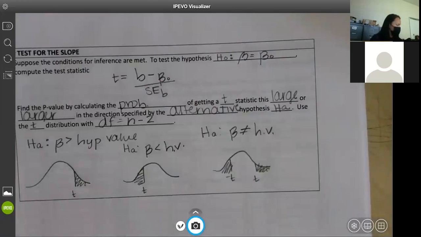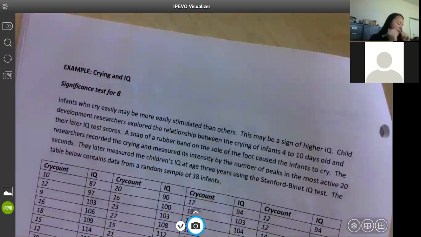All right, flip it over. Infants who cry easily may be more easily stimulated than others. This may be a sign of higher IQ. Child development researchers explored the relationship between the crying of infants 4 to 10 days old and their later IQ test scores. A snap of a rubber band on the sole of the foot caused the infants to cry. The researchers recorded the crying and measured its intensity by the number of peaks in the most active 20 seconds. They later measured the children's IQ at age 3 years using the standard Binet IQ test. The table below contains data from a random sample of 38 infants.